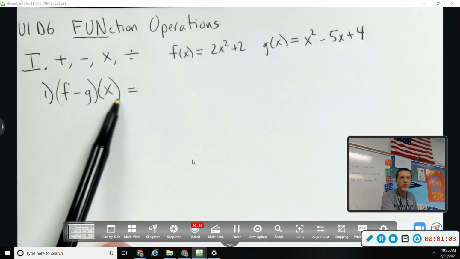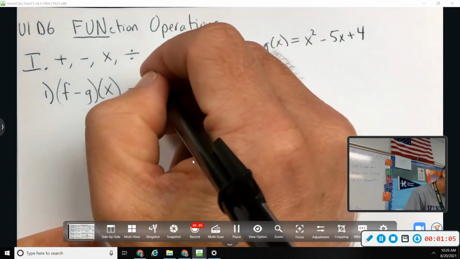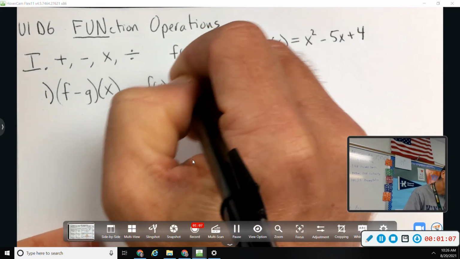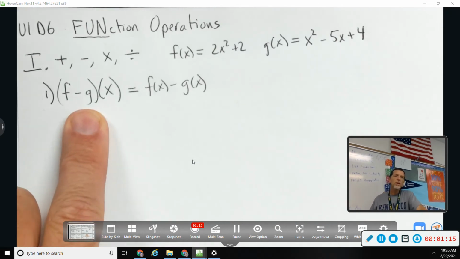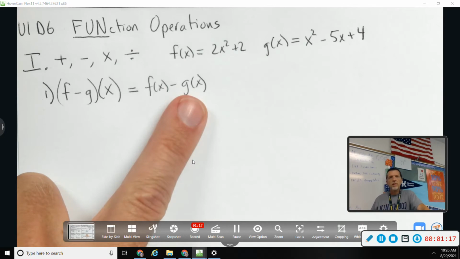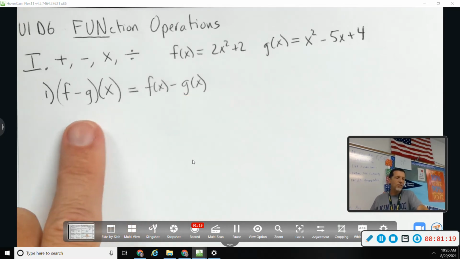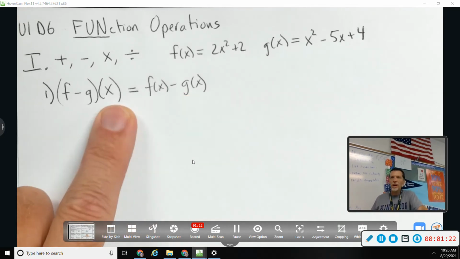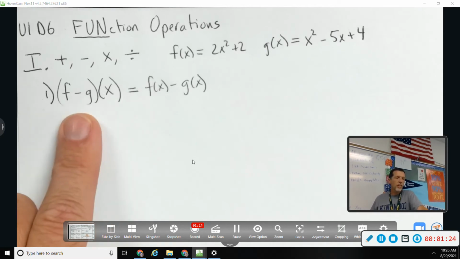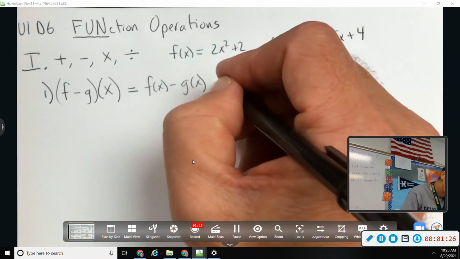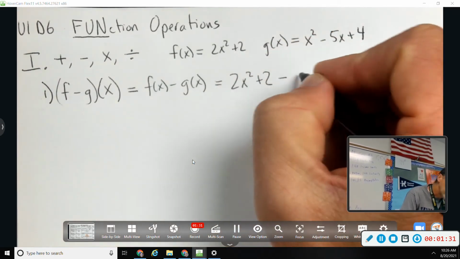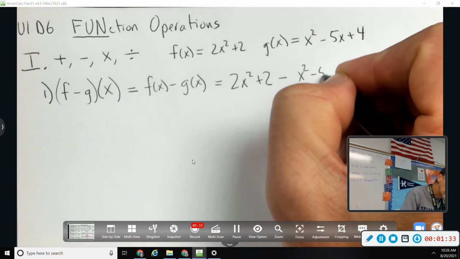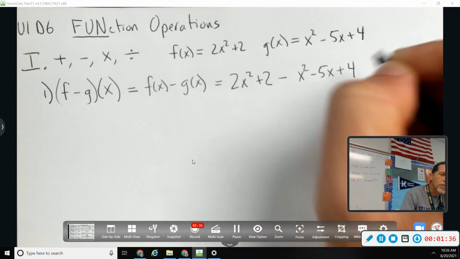So f minus g of x means the same thing as f of x minus g of x. It's just a little bit easier way to write it, and so we'll usually write it this way, but it means the same thing as this. But some people, if they haven't been paying attention, will do f minus g and then multiply by x, but that's not what that is. It's f of x minus g of x. So 2x squared plus 2 minus g of x, which is x squared minus 5x plus 4.